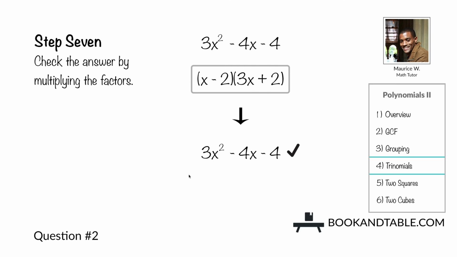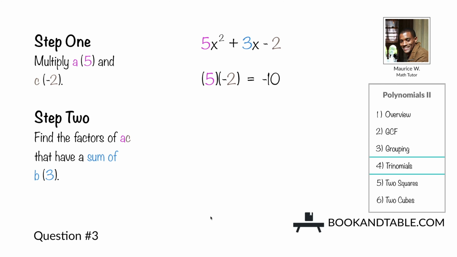So that is the answer to question number 2. Let's now have a look at question number 3. We were given 5x squared plus 3x minus 2. Step 1, multiply a times c, 5 times negative 2, and that would give you negative 10.